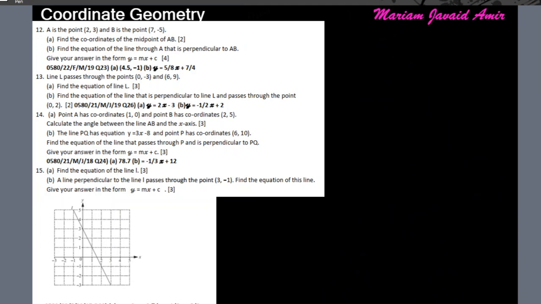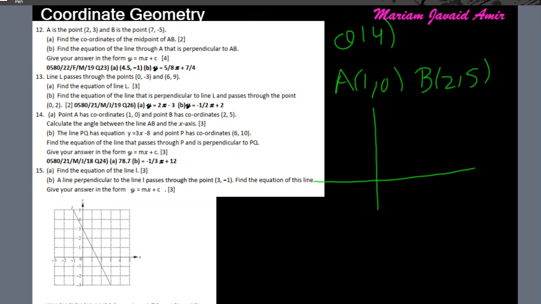Question 14. Point A has coordinates 1, 0, point B has coordinates 2, 5. Calculate the angle between the line AB and the x-axis. Alright, so let's just roughly plot these points. One point is 1, 0, so here is A at 1, and the other point is 2, 5. So 2 is somewhere over here, and let's say 5 is over here. 2, 5.